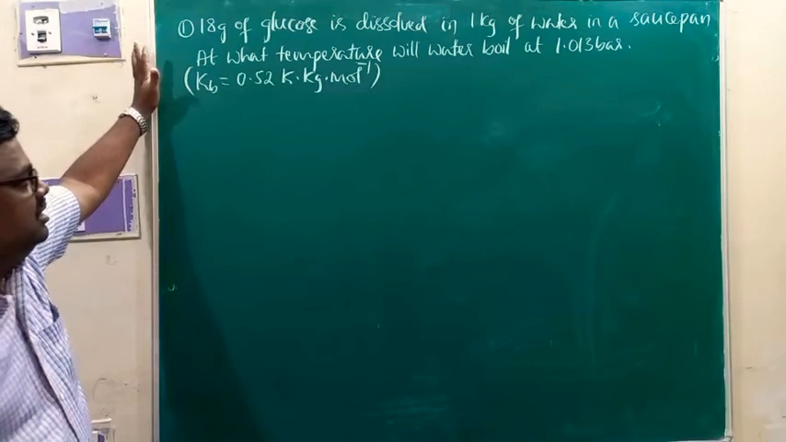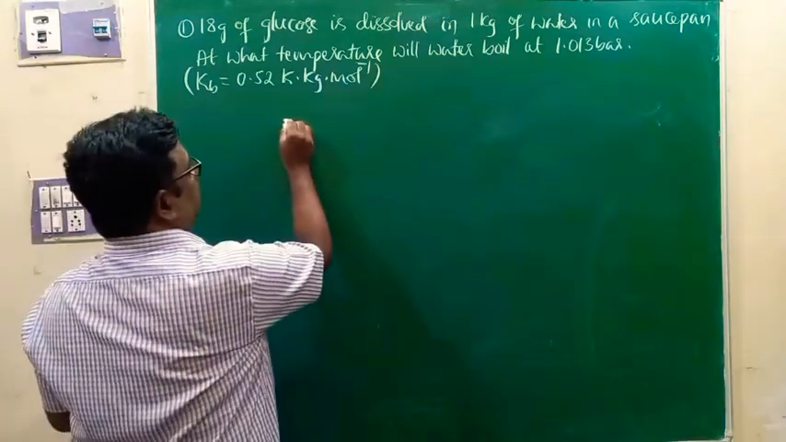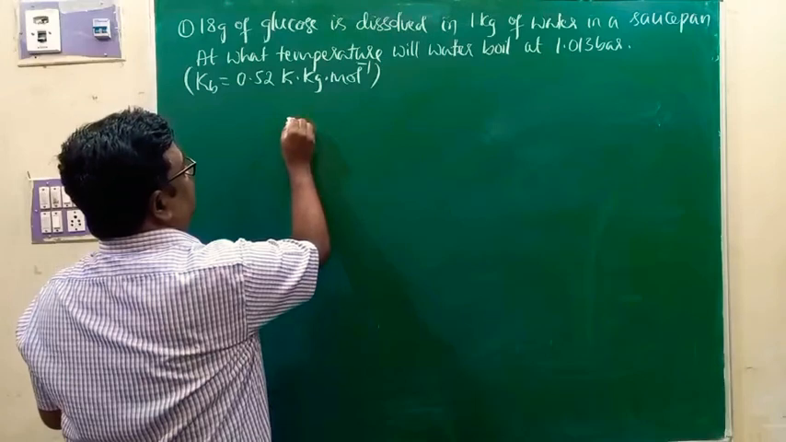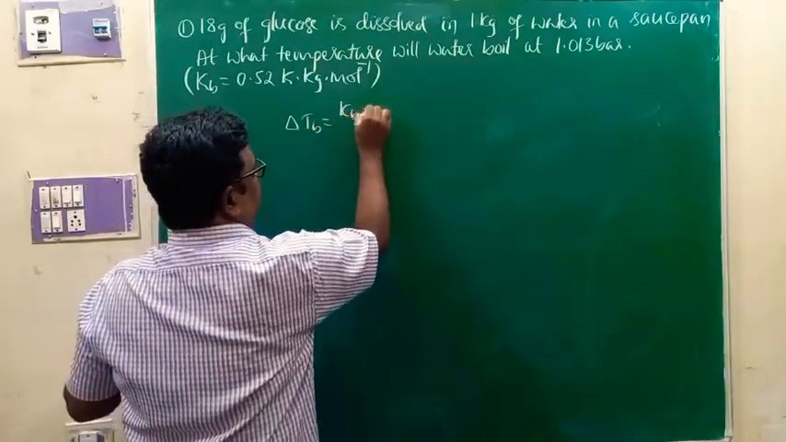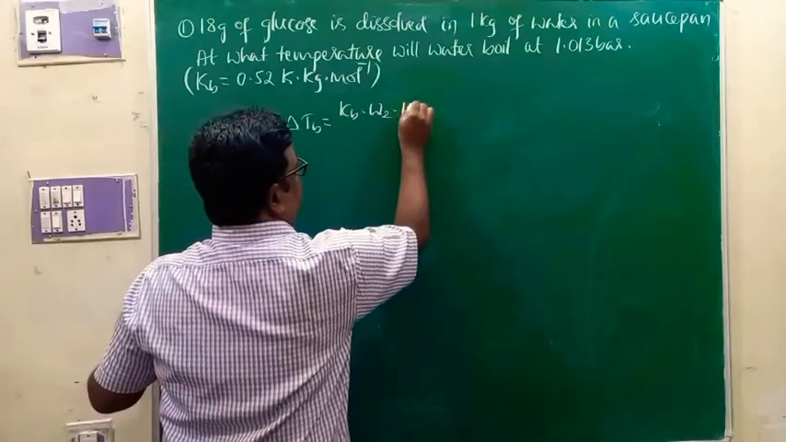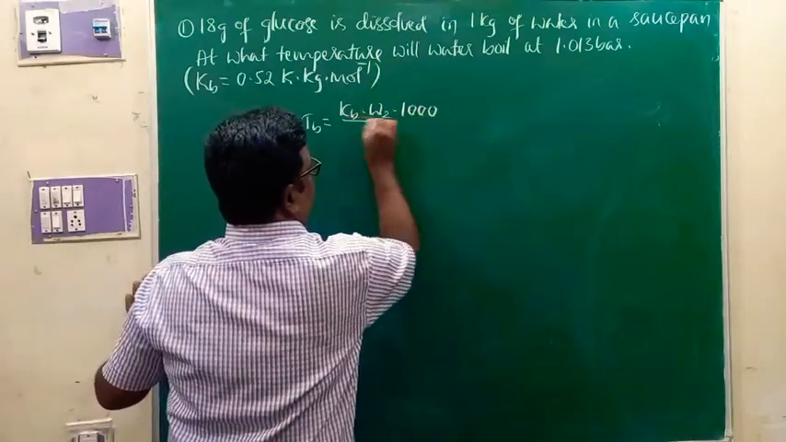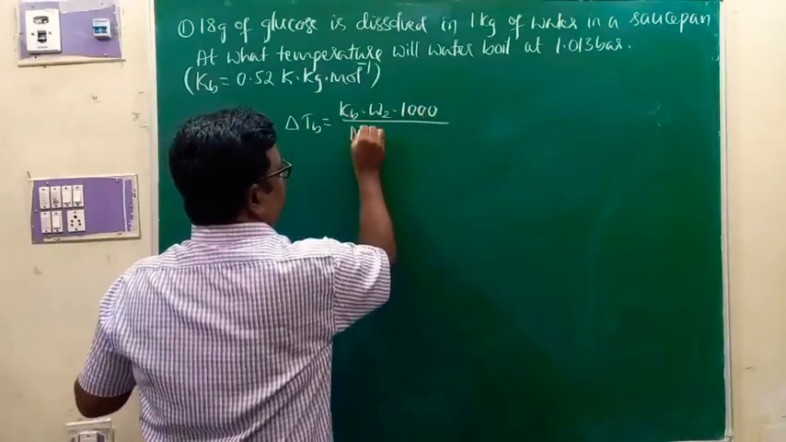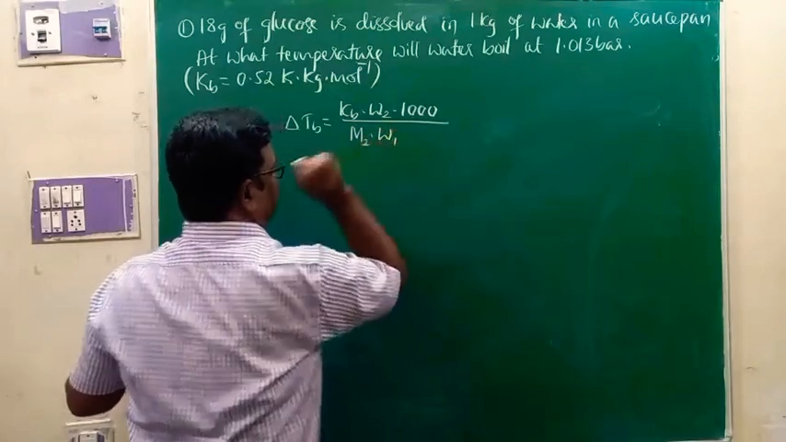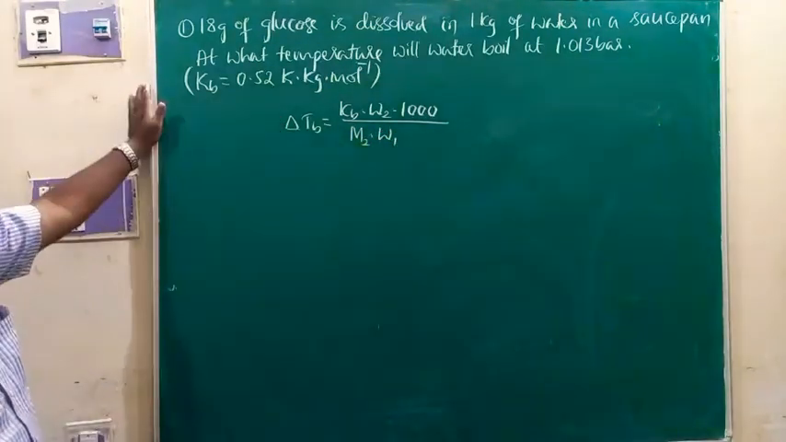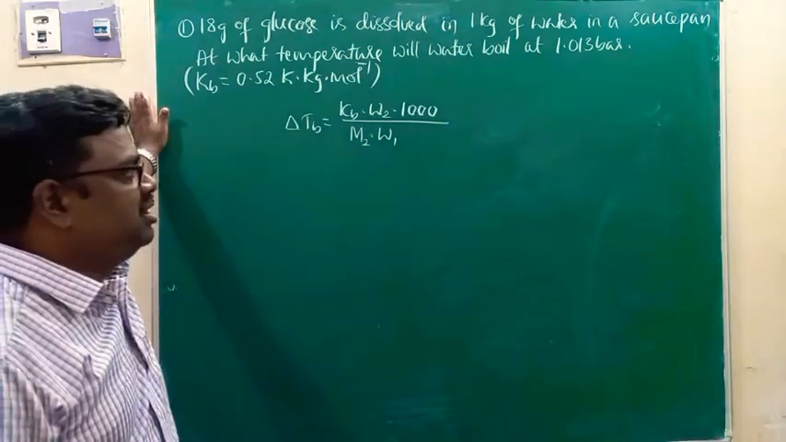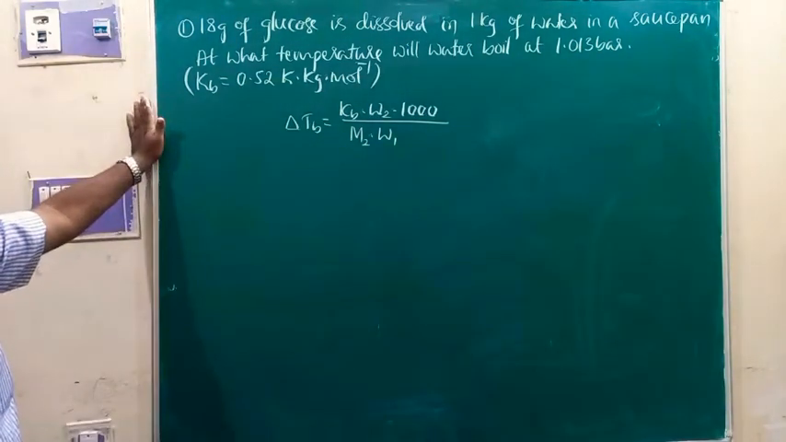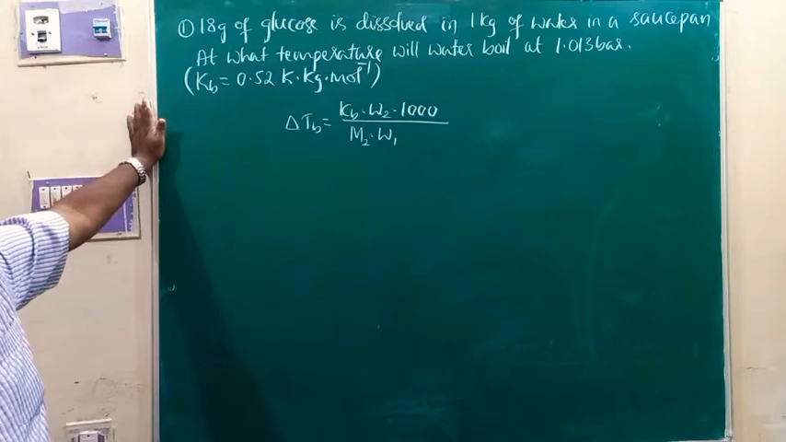Now look, we have a basic formula, that is delta Tb is equal to Kb into W2 into 1000, whole divided by molecular mass of solute into mass of solvent. This is our basic formula. Now again, at what temperature will water boil when 18 grams of glucose is dissolved in 1 kg of water?